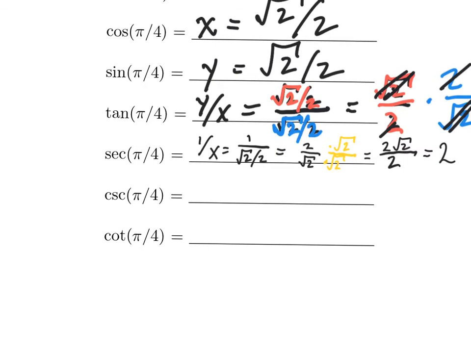Cosecant of pi over 4, that will be 1 over the y-coordinate. The y-coordinate is root 2 over 2, so that'll be 1 over root 2 over 2. On the one hand, we could do the exact same walk again, but we've just computed what 1 over root 2 over 2 is. It's 2 root 2 over 2, which is root 2.